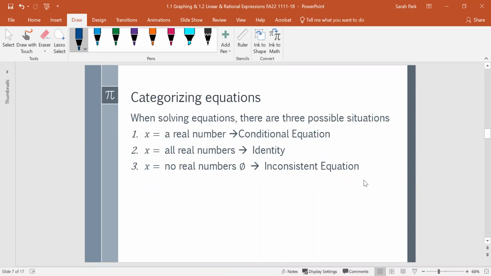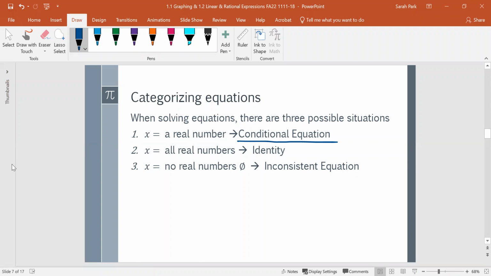Okay, let's first look at how we categorize equations. Most of the equations that you work with, you always get a solution, right? Like x equals 5 or x equals negative 3 and 4. Those are called conditional equations when you do have a solution. You could have multiple solutions, 1, 2, 3, or even more than that, but you have a finite number of solutions.